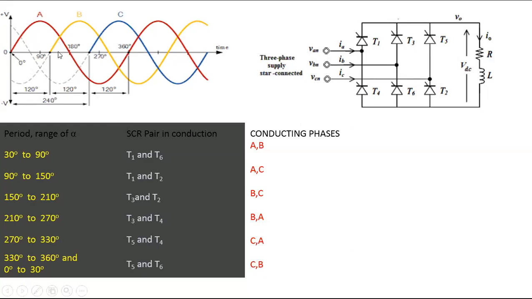Then the firing angle is maintained from 150 to 210. Which waveform is occupying maximum portion? B. Very good. B is occupying maximum portion. Therefore, B is made more positive than A and C. Direction of the current starts from the point B. Now we have to see B is connected to which SCR? T3. So current flows from B to T3, T3 to the load, and from load to, now we have to check the negative half of the cycle.